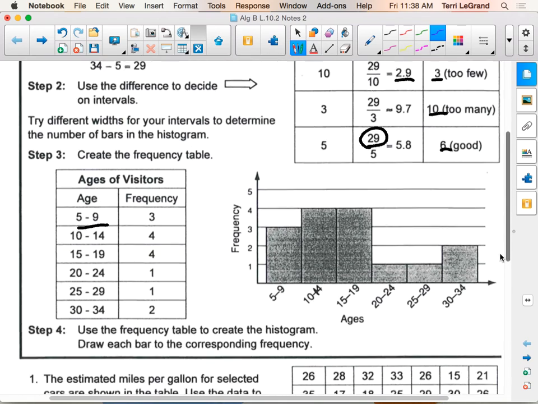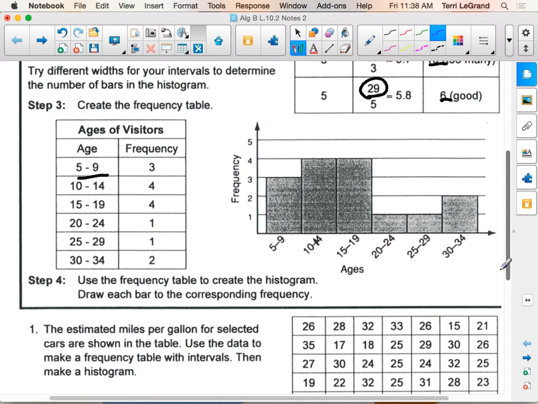So what should happen after we've made our frequency table? Your frequency should add up to 15. These better add up to 15. Do they? Will you check it out? Yes. Do they add up to 15? 3 plus 4 plus 4 plus 1 plus 1 plus 2. Are all 15 people represented? Okay. Now, notice something else.